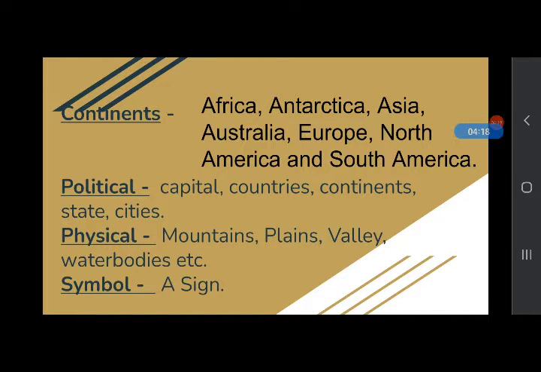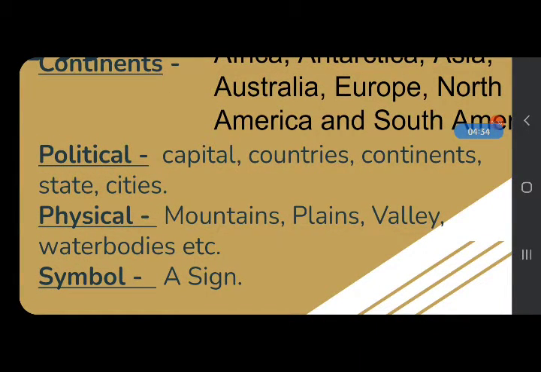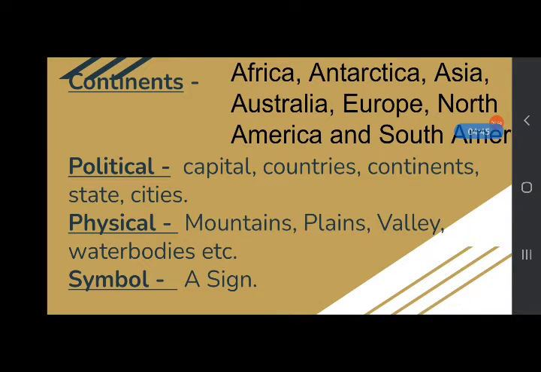Now let's revise about map and atlas. And here some keywords. Continents you already know: Africa, Antarctica, Asia, Australia, Europe, North America and South America. And political map shows, when I say political, you need to understand capitals, countries, continents, states and cities. And a physical map shows physical features of the earth like mountains, plains, valleys, water bodies, plateaus, deserts. And symbol means a sign.